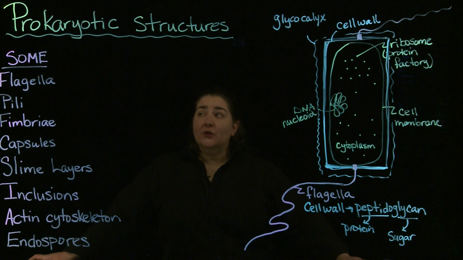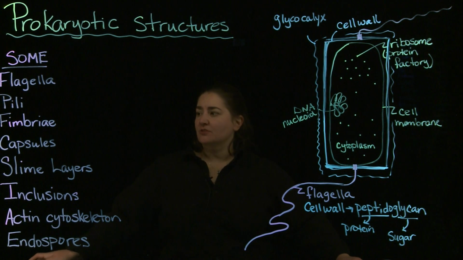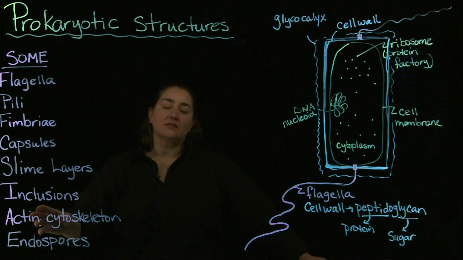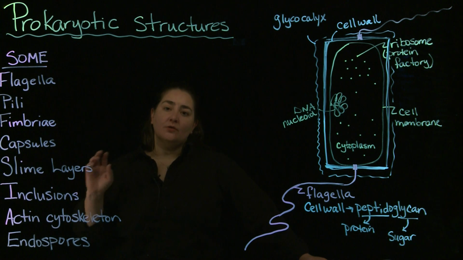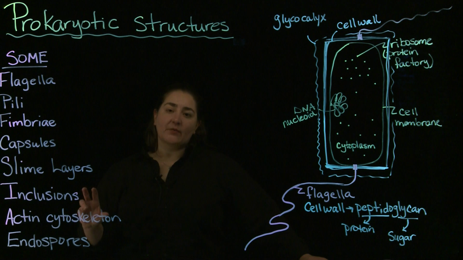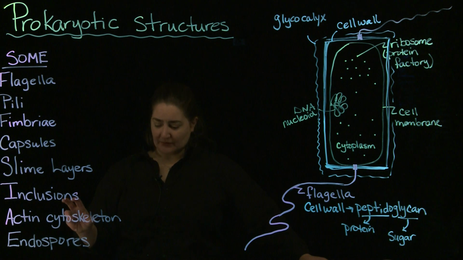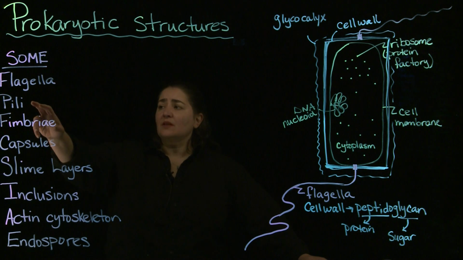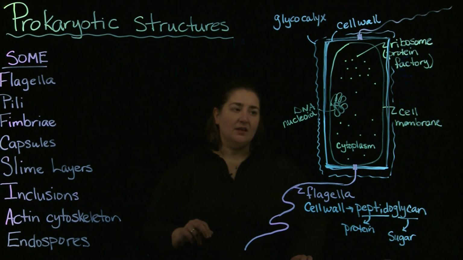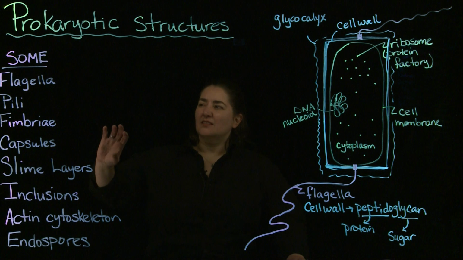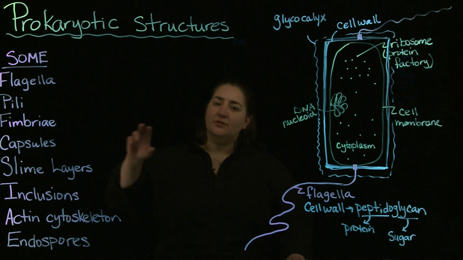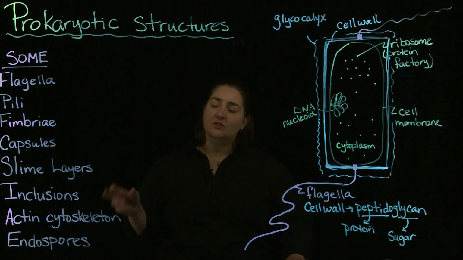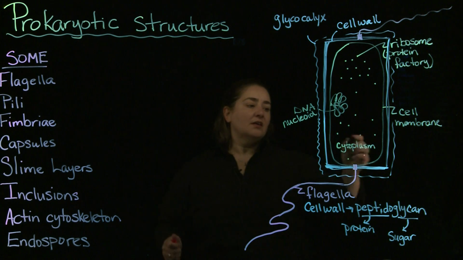All right, so this is part 2 of the prokaryotic structures. I've got a list here with the rest of the structures that can be associated with some bacteria. Not all bacteria will have these structures. All right, so the flagella we've already talked about. Pili and fimbriae are actually going to be somewhat related to flagella. They're going to be structures that come off the surface of the bacteria.